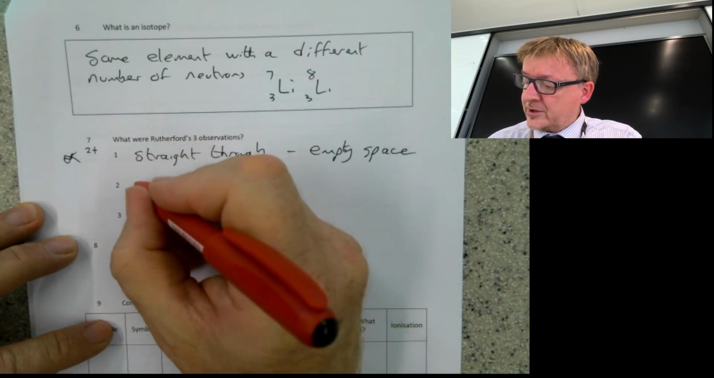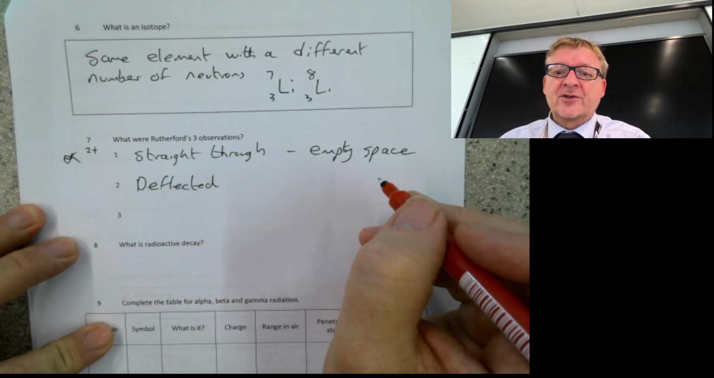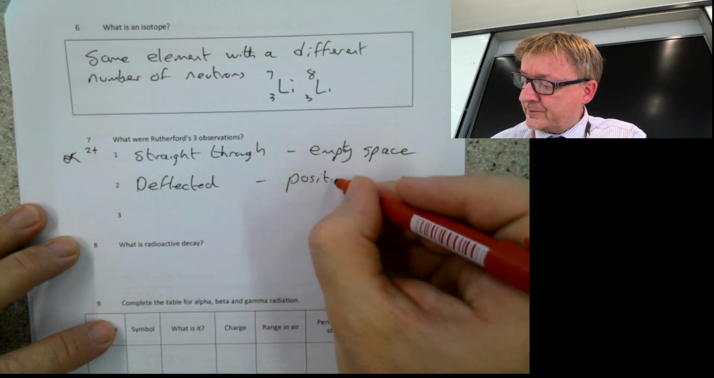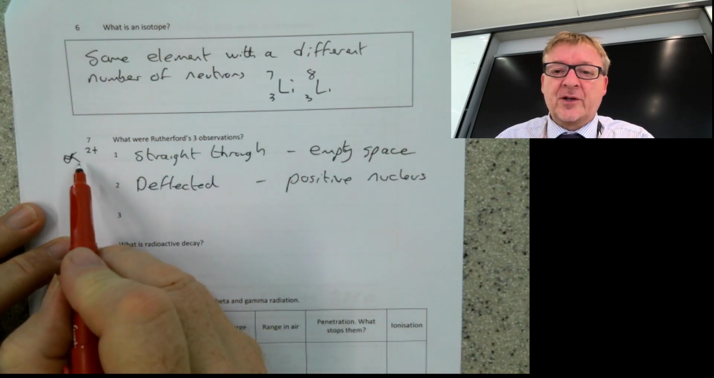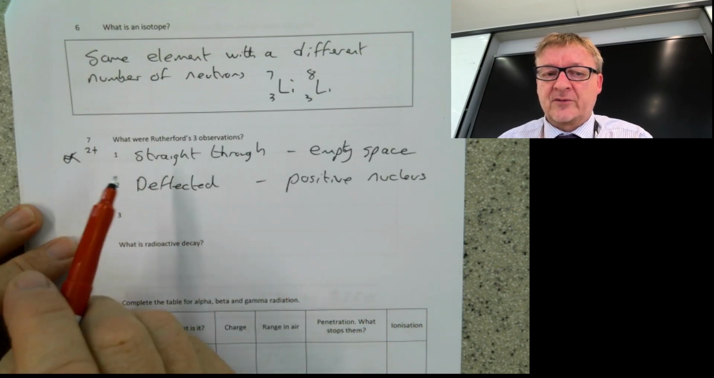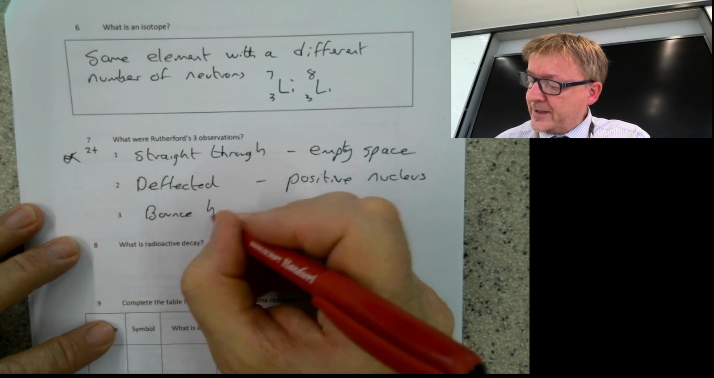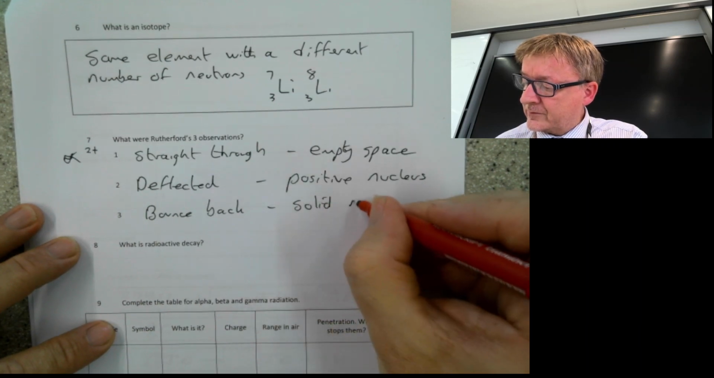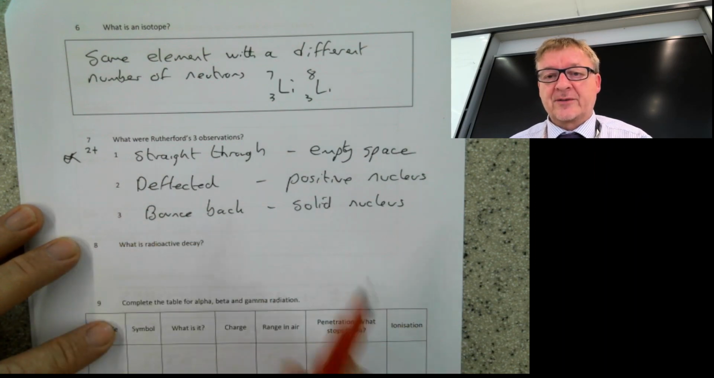Number 2. Some of them are deflected. Basically it's talking about changing direction. That means there is a positive nucleus, right? Because as the positive alpha goes near the positive nucleus, they repel each other, and so the alpha particle changes direction. Number 3. Bounce back, that is because there is a solid nucleus, right? So the alpha particle hits the solid nucleus and literally bounces back from where it came.